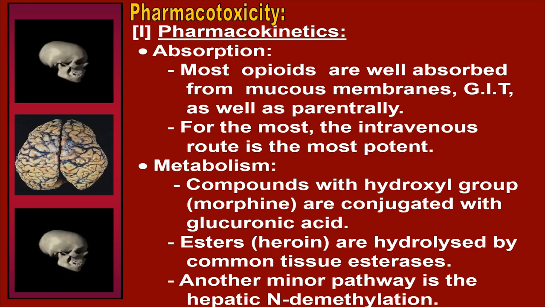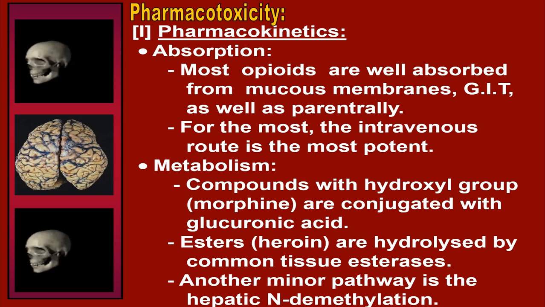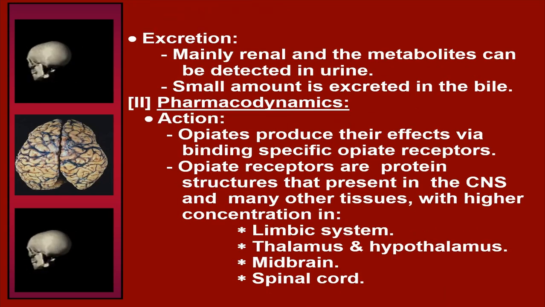Compounds with a hydroxyl group, like morphine, are conjugated with glucuronic acid in the liver. Esters like heroin are hydrolyzed by common tissue esterases like acetylcholinesterase. Another minor pathway is hepatic N-demethylation, which ends in the formation of monoacetylmorphine, the active ingredient that will be detected in urine tests. Excretion is mainly renal, and the metabolites can be detected in the urine, as we mentioned before, in the form of monoacetylmorphine. A small amount is excreted in the bile.